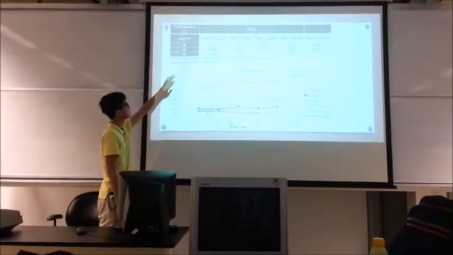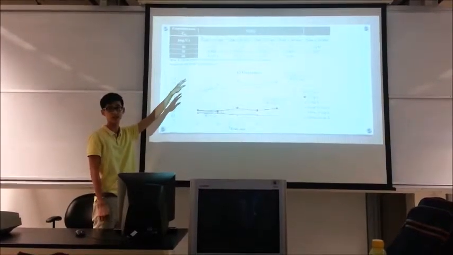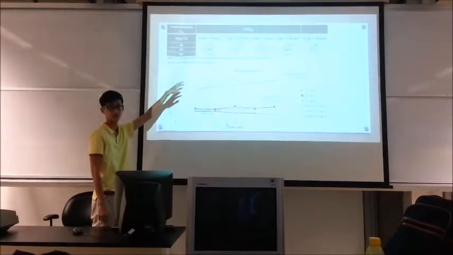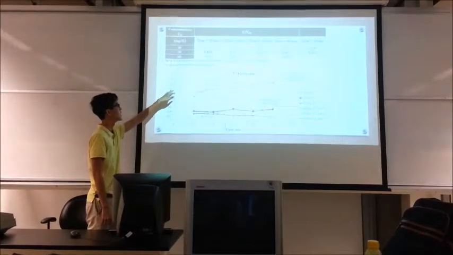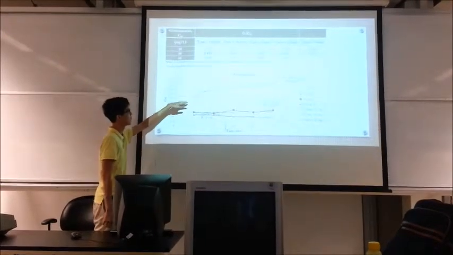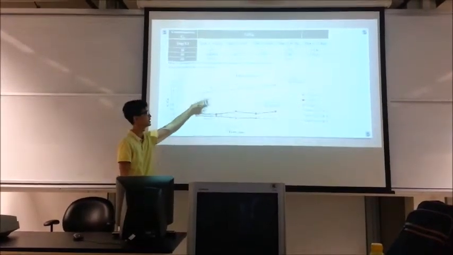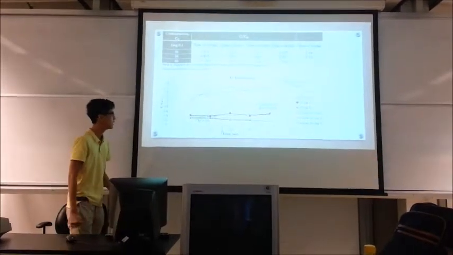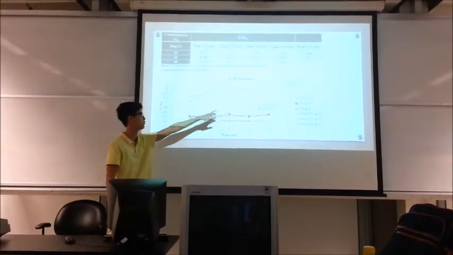As for this table, it's about concentration divided by the initial concentration of the methylene blue solution. And after that, we plot a graph of concentration over the initial concentration versus time. And this is the equation of the curve that we get.